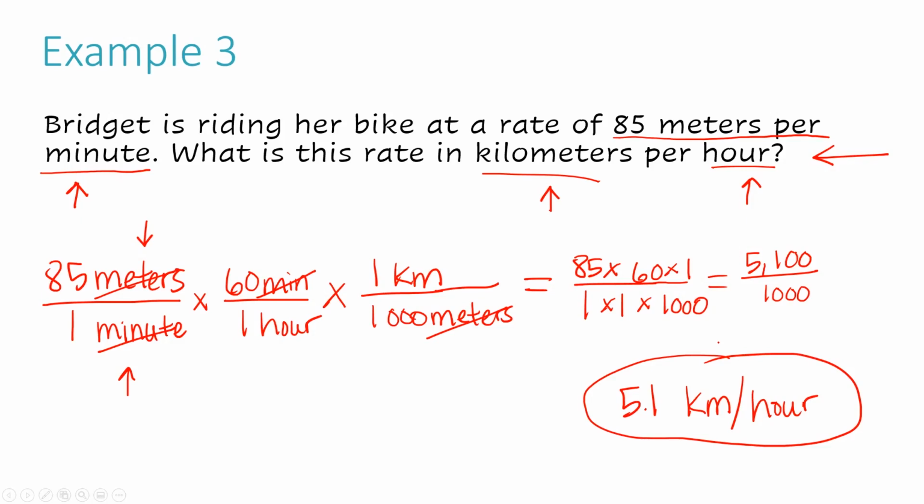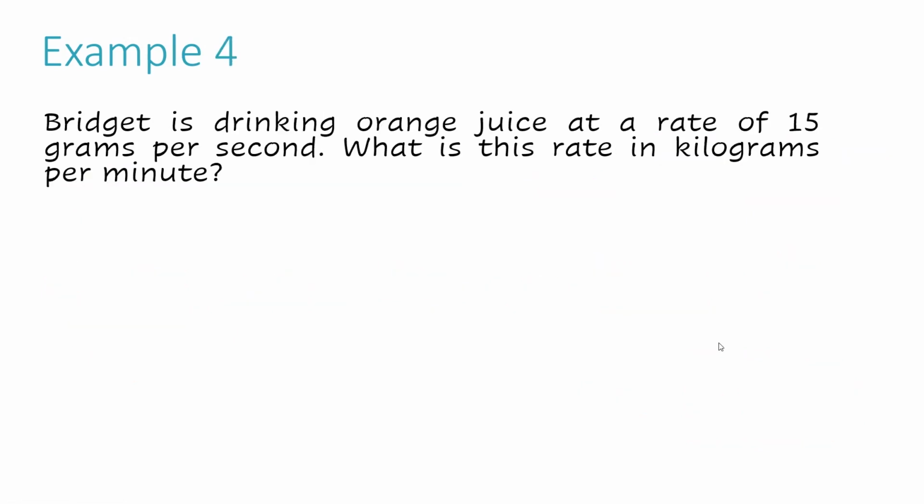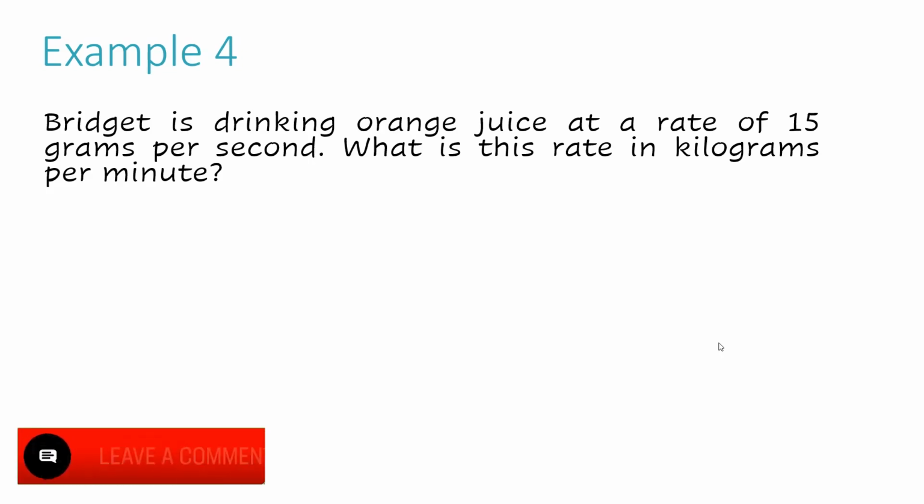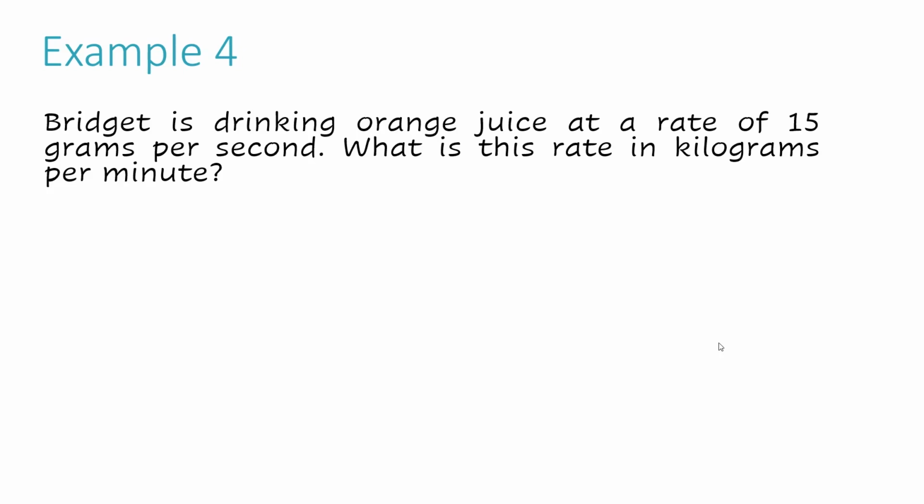Now let's take a look at our final example number 4. It says Bridget is drinking orange juice at a rate of 15 grams per second. What is this rate in kilograms per minute? So basically, if she were to drink for a full minute, how many grams would she have finished? Okay. So I'm going to start by writing down what they've given us. This is one of the examples where you don't start with what you already know. You start with what they gave you.